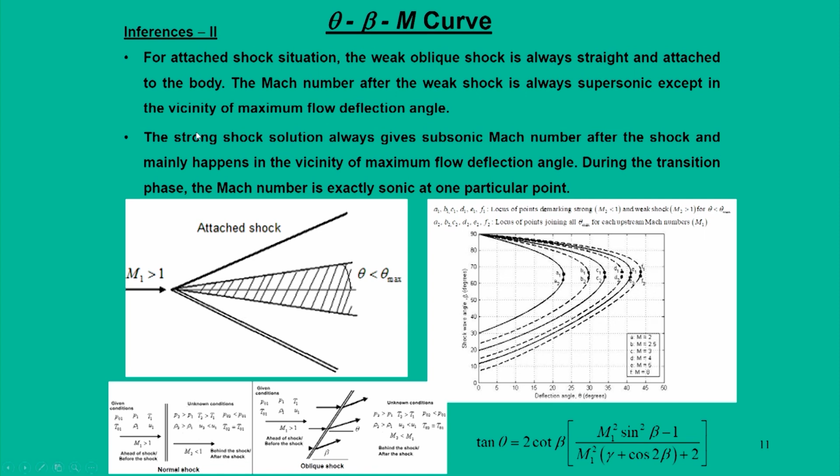Next inference is that for attached shock situation, the weak oblique shock is always straight and attached to the body. Now, if we have this attached shock and this is a weak oblique shock, and theta is less than theta max, the Mach number after the weak shock solution is always supersonic. That means, M2 is greater than 1, but M2 is less than M1. So, this is what we call a weak shock solution.